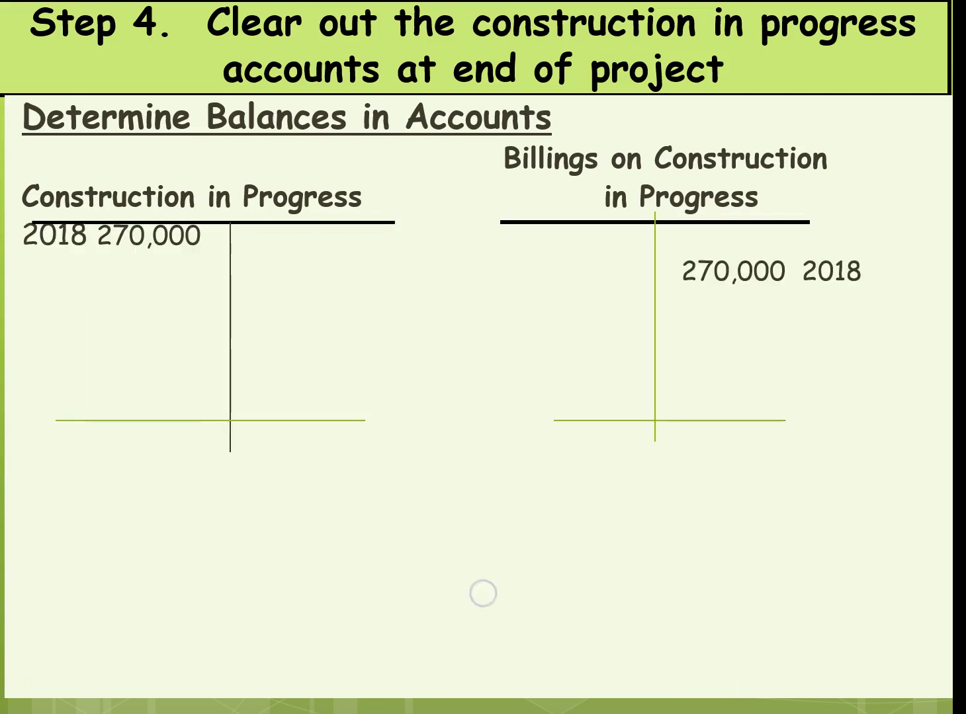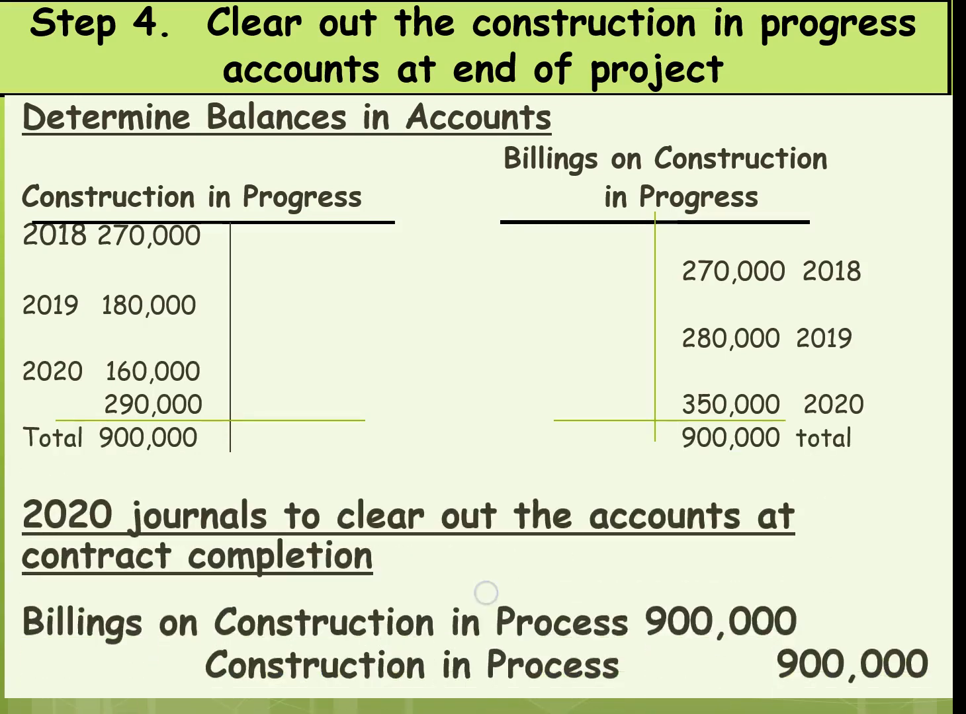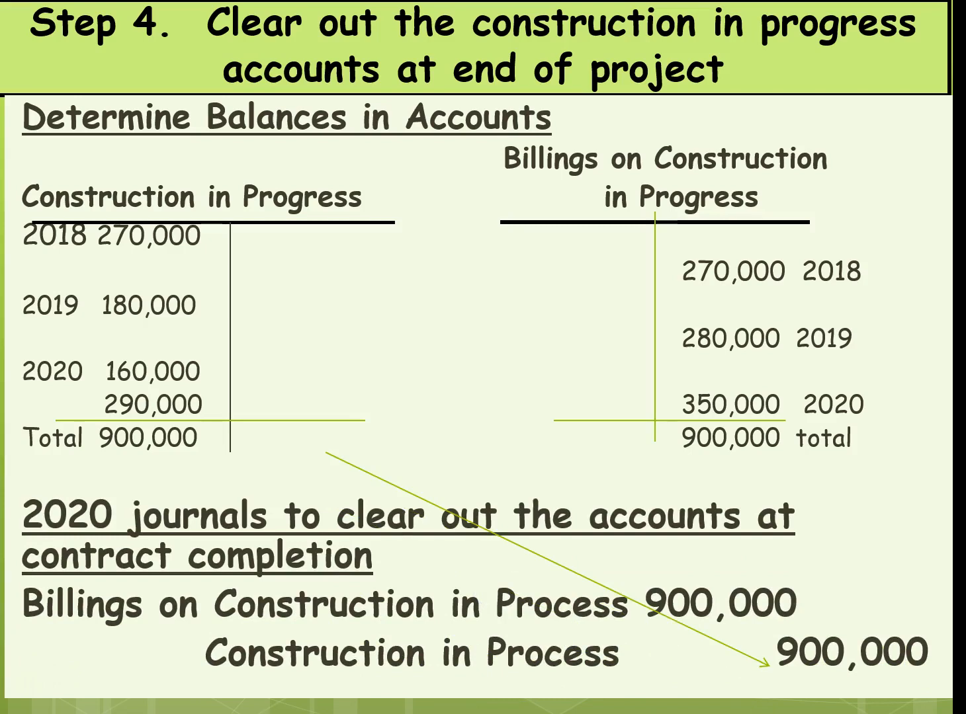What do our T accounts look like? They look like this. All we're going to do is book our costs, and then in that final year, we'll book our profit, and then we can clear them out because they both equal the $900,000.